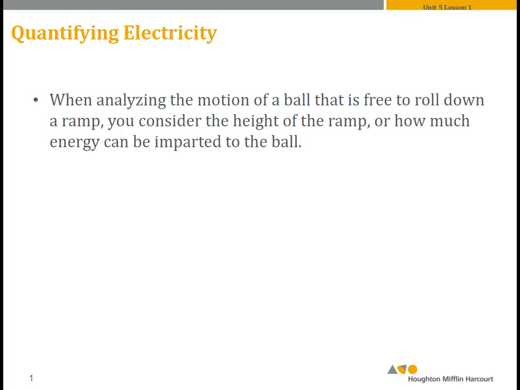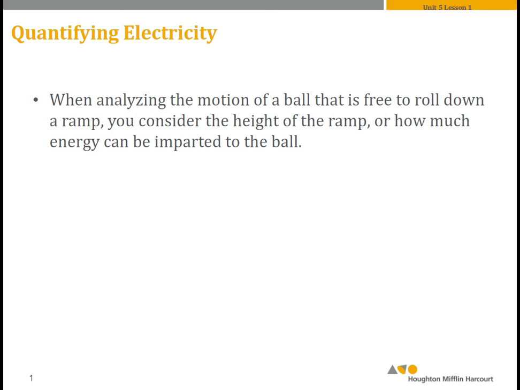When you're analyzing the motion of a ball that's free to roll down a ramp, if you want to know how much energy that ball has, if you want to know its gravitational potential energy, you would measure its height and you would measure its mass and then use the acceleration due to gravity. You would calculate gravitational potential energy through the formula potential energy equals mgh.